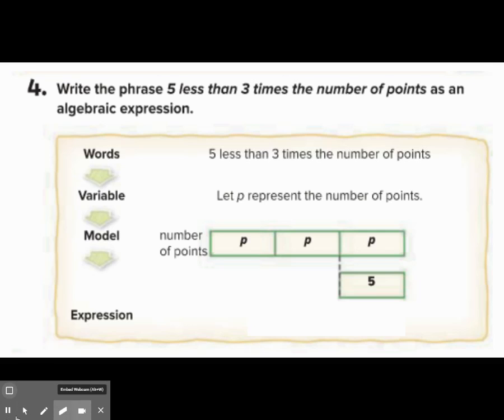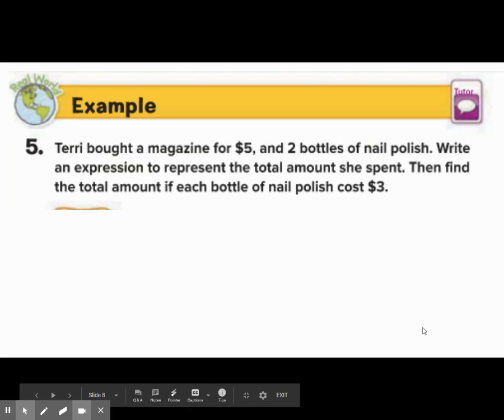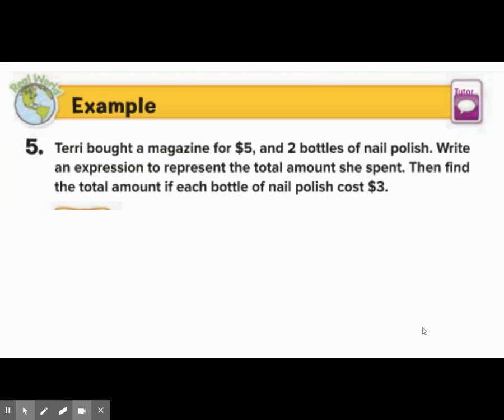Moving on, let's try another one. All right, so Terry bought a magazine for $5, and 2 bottles of nail polish. Write an expression to represent the total amount that she spent. Then find the total amount if each bottle of nail polish cost her $3. So Terry bought the magazine for $5 and the 2 bottles of nail polish.